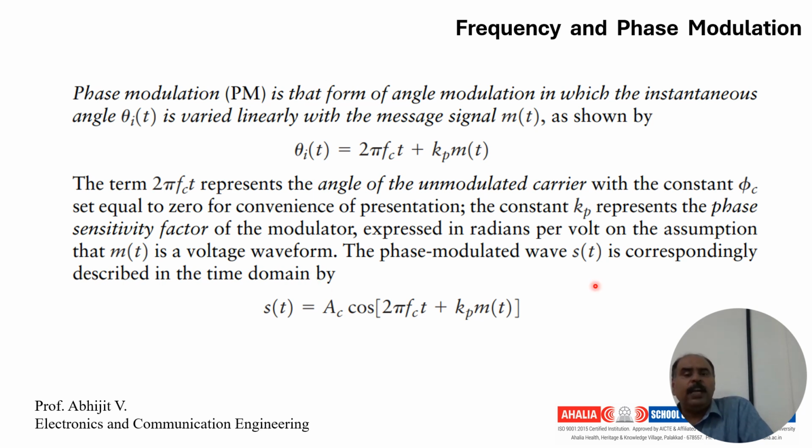The phase modulated wave s of t is correspondingly described, let us describe it in the time domain, as s of t equals Ac cos of 2 pi fc t plus Kp m of t, where Kp is the phase sensitivity.